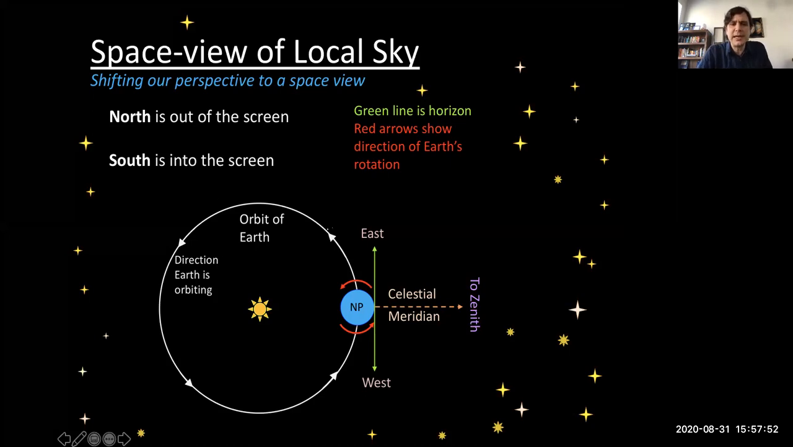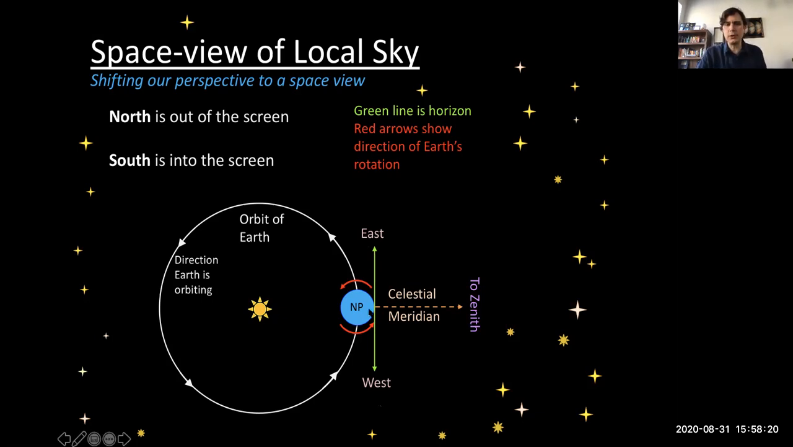But we can take a space view of Earth, looking down at the North Pole. So that's what the NP means. And the Earth would be rotating counterclockwise if you're looking down the North Pole. Remember, east is the direction the planet rotates in, so east points that way, which would mean west would be that way. North would be towards me out of the screen, and south would be into the screen from my perspective here. So I'll draw a green line.